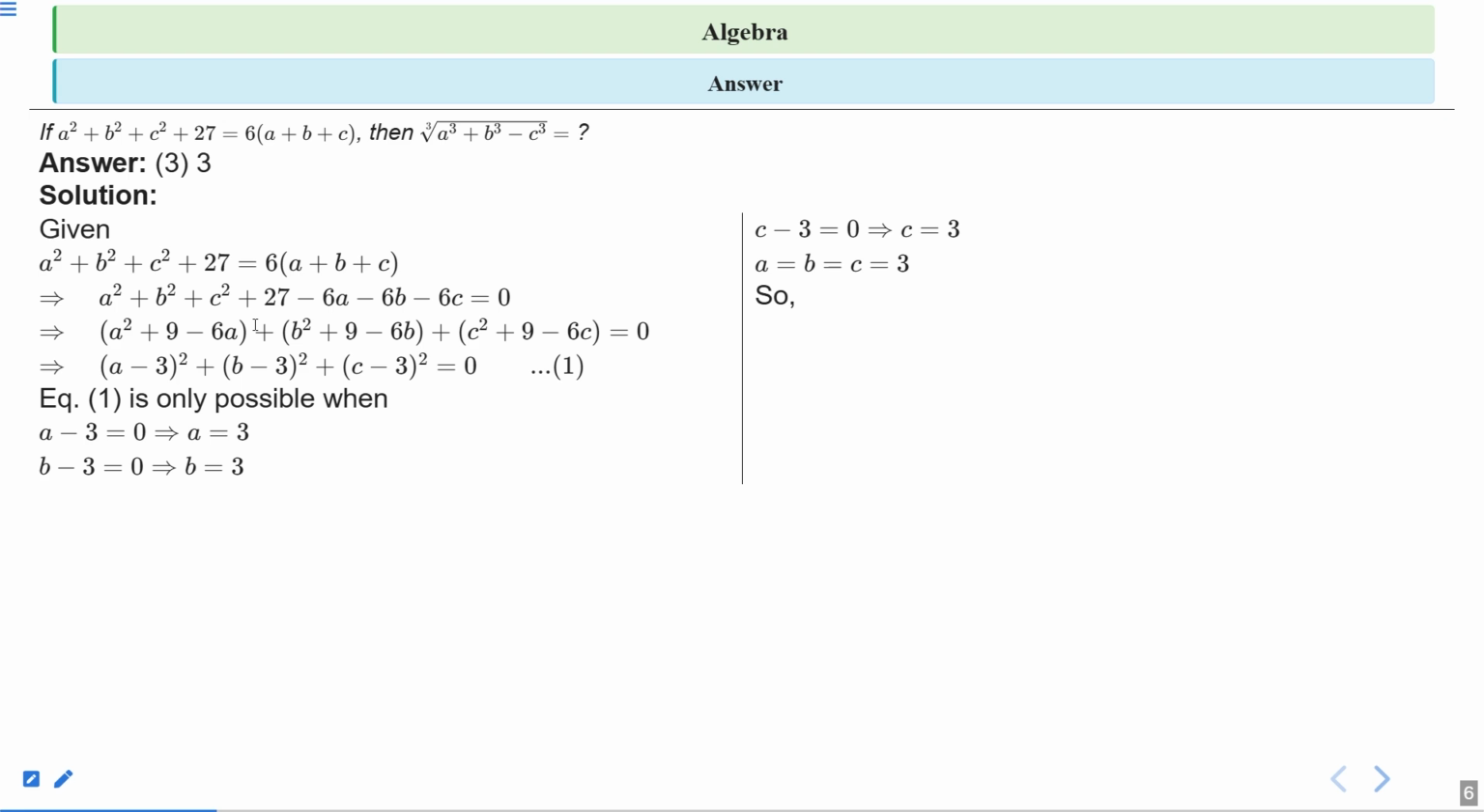Now we put the values of a, b, c in the given expression, which is the cube root of a cube plus b cube minus c cube. What do we get? We get the cube root of 3 cube plus 3 cube minus 3 cube. So we get the cube root of 3 to the power 3. So we get the cube root of 27, which becomes 3. So the third option is the correct answer of this question. Next one.